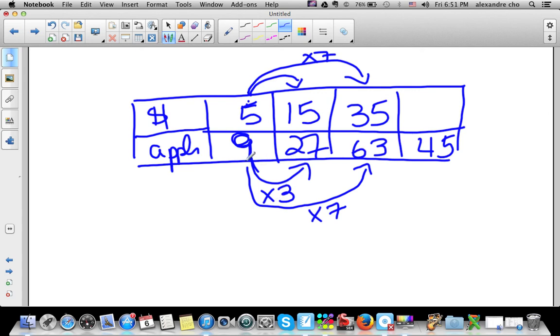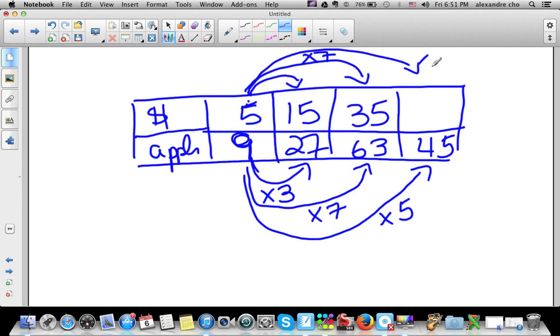Last box. Instead of buying 9 apples, I bought 45 apples, which is a growth of times 5. So the amount I've paid has to be a growth of times 5, giving me $25. So I paid $5, get 9 apples, or $15 gets 27 apples, $35 gives me 63 apples, or $25 gives me 45 apples. And one more.